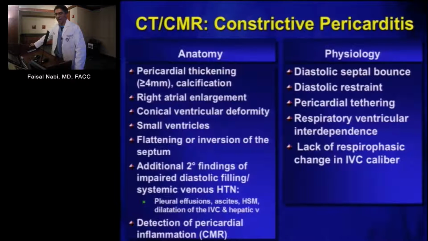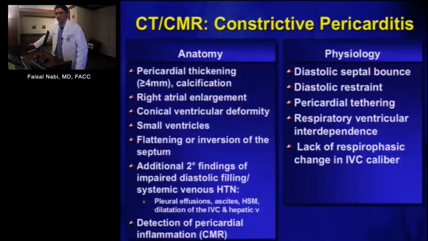CT is great for anatomy. We have a lot of 2D morphology, and so is CMR. CMR adds the additional advantage of having physiology and tissue characterization with delayed hyperenhancement. There are a lot of 2D anatomical features that suggest to us constrictive pericarditis. A lot of these, again, were mentioned by Gopi.